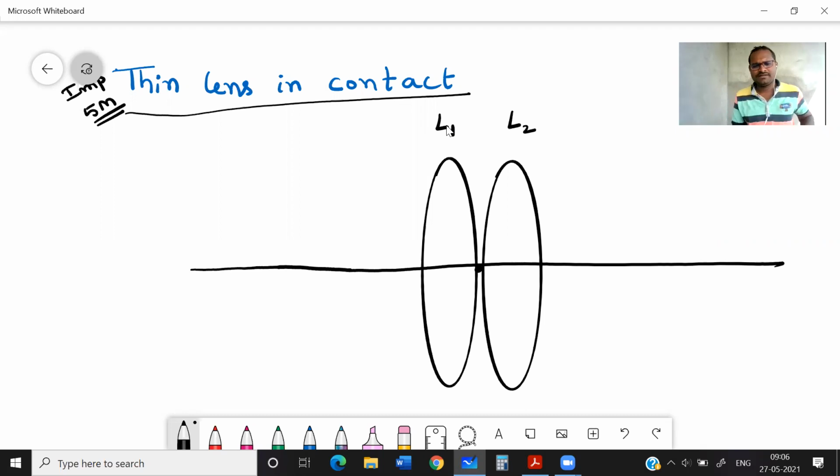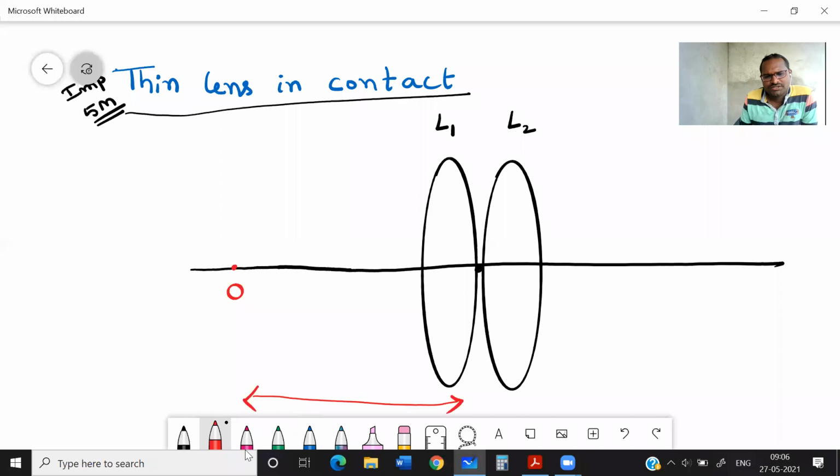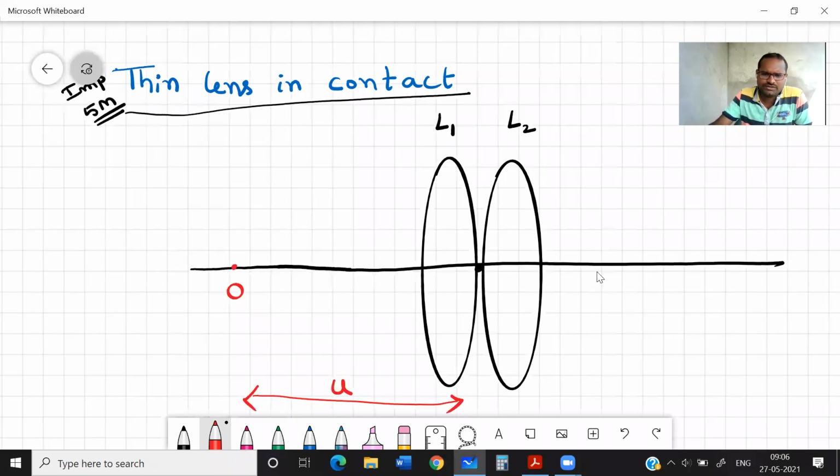Now let us suppose that there is one object, O, and this object is at a distance of u from these two lenses.